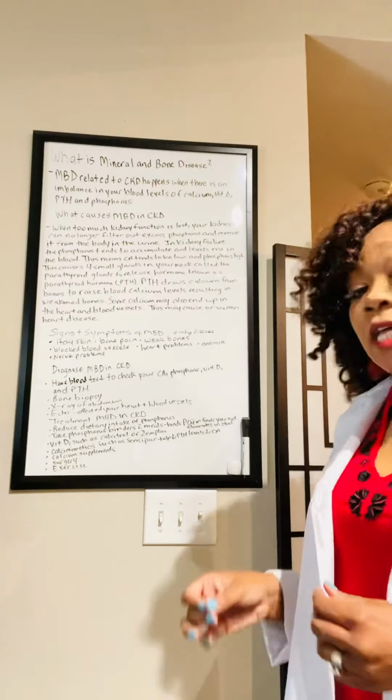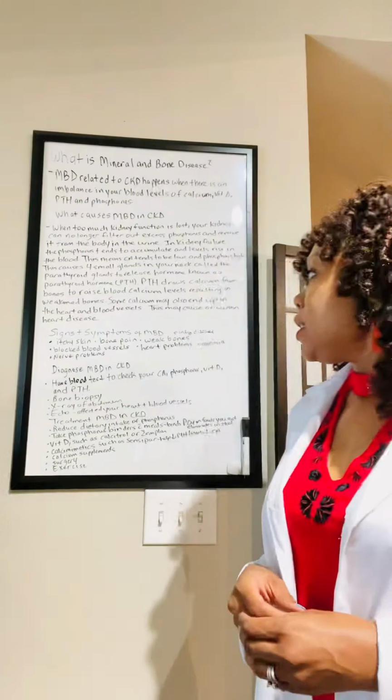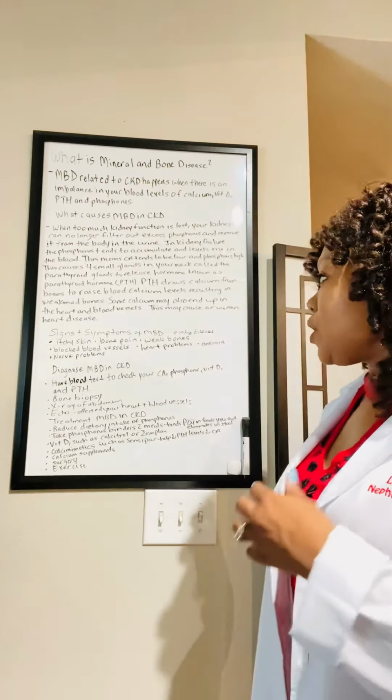So what are some of the signs and symptoms of mineral bone disease? A lot of times in the early part of the disease process, you really won't have any signs and symptoms. Once the kidney function starts to decline, you may start having some itchy skin, bone pain, weak bones, blocked blood vessels, heart problems, anemia, and nerve problems. Those are some of the symptoms that can occur with mineral bone disease.